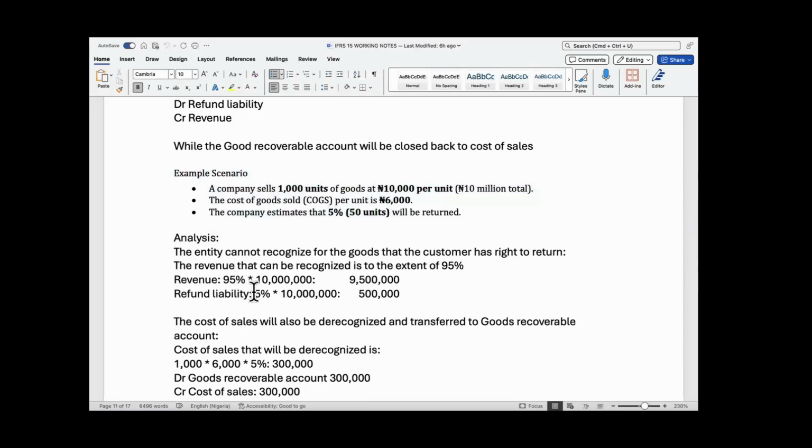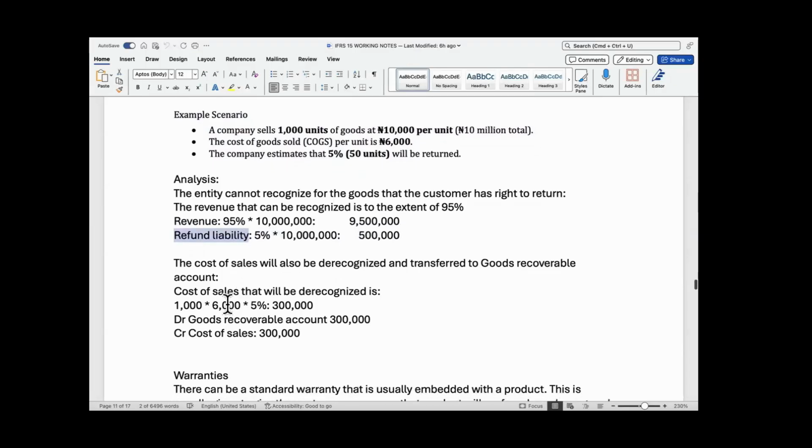And you see that 5% of our total revenue, of the total consideration received, was recognized as a refund liability. We also removed the cost of sales, to the tune of 5%, which is the portion that the customer can return. We transfer that to a goods recoverable account. That is all you need to know for sales and rights of return.